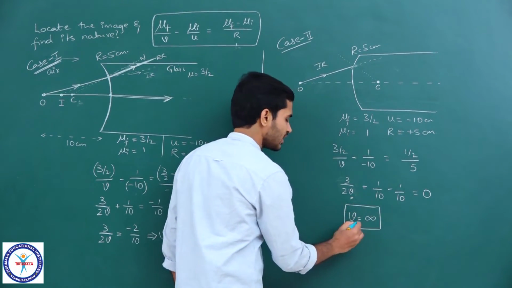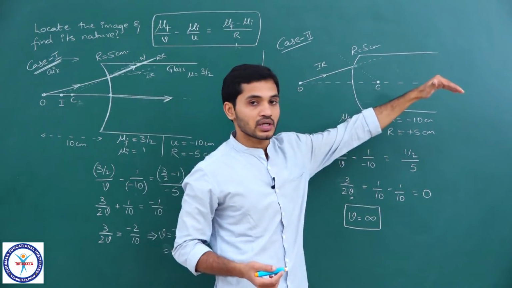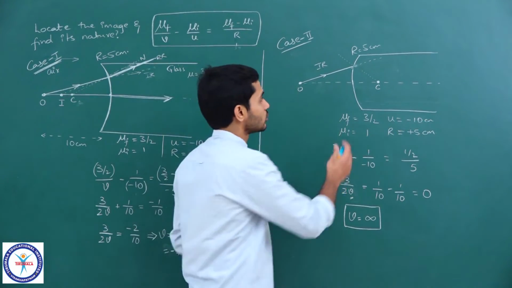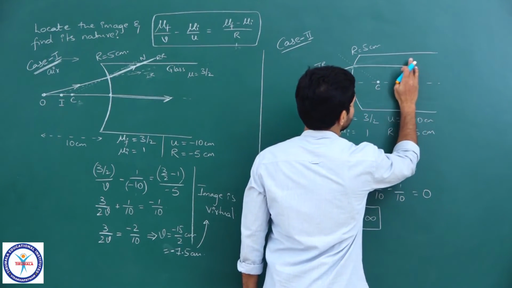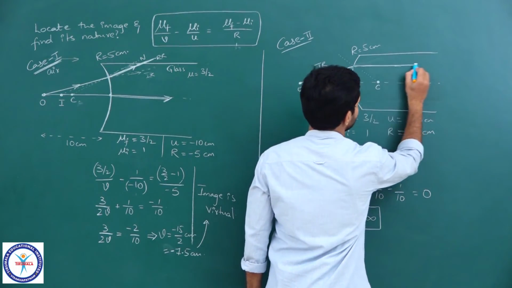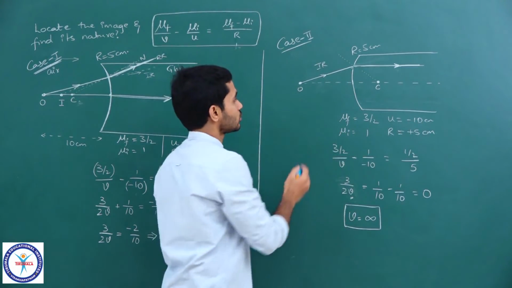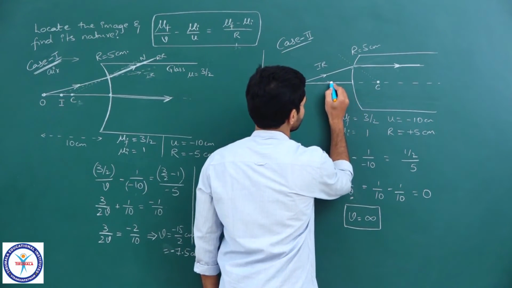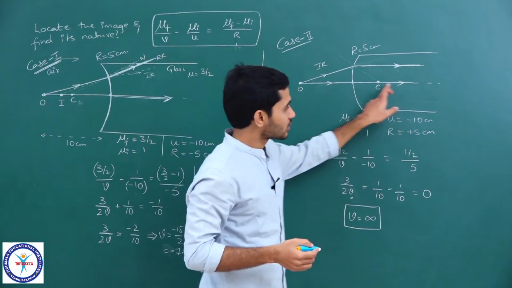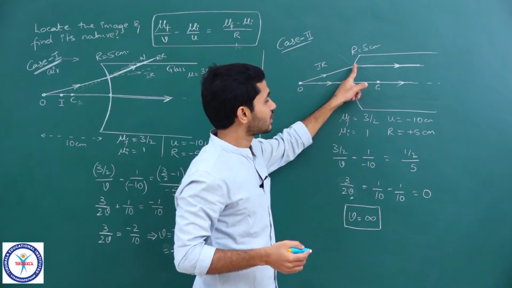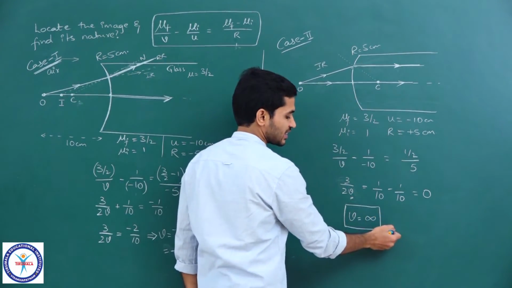What does v is equal to infinity mean? When is v infinity? It will be infinity if the light rays are becoming parallel to the principal axis. So, the light ray after refraction from here is travelling like this. These would be the two light rays. One light ray will pass through and the other will refract here and become parallel to the principal axis. That is what the result is telling us.